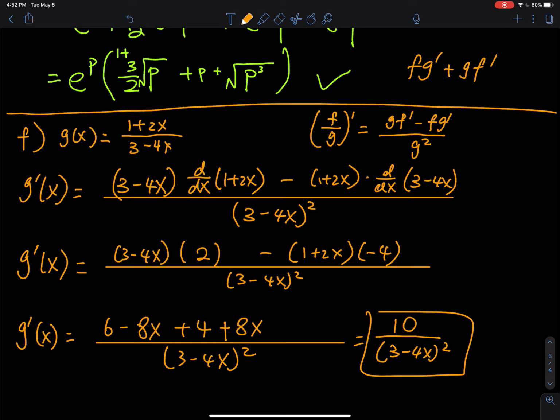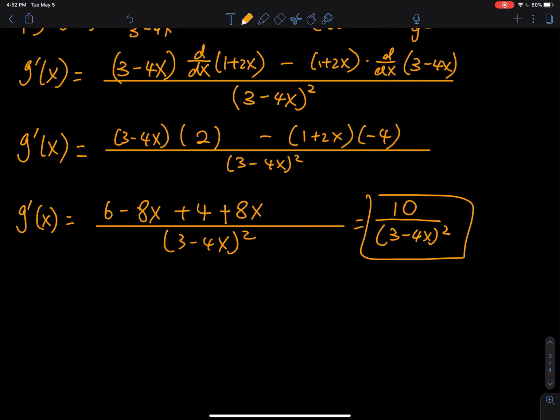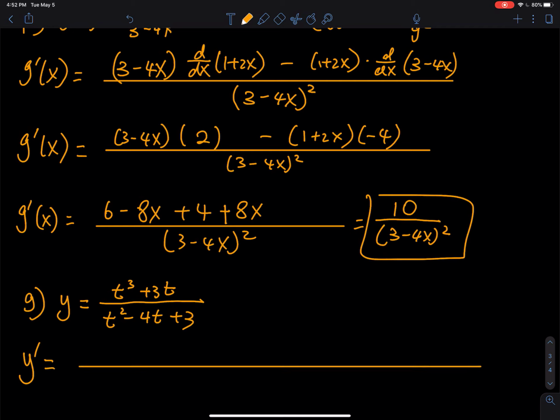So far so good. Let's do the next one. The next one is g. So that is y equals t to the third plus 3t divided by t squared minus 4t plus 3. Okay, let's do the slow motion. So the next problem, we won't be doing that slow motion again. So y prime is equal to, what is quotient rule again? Quotient rule is g f prime minus f g prime, the whole thing, divided by g squared.